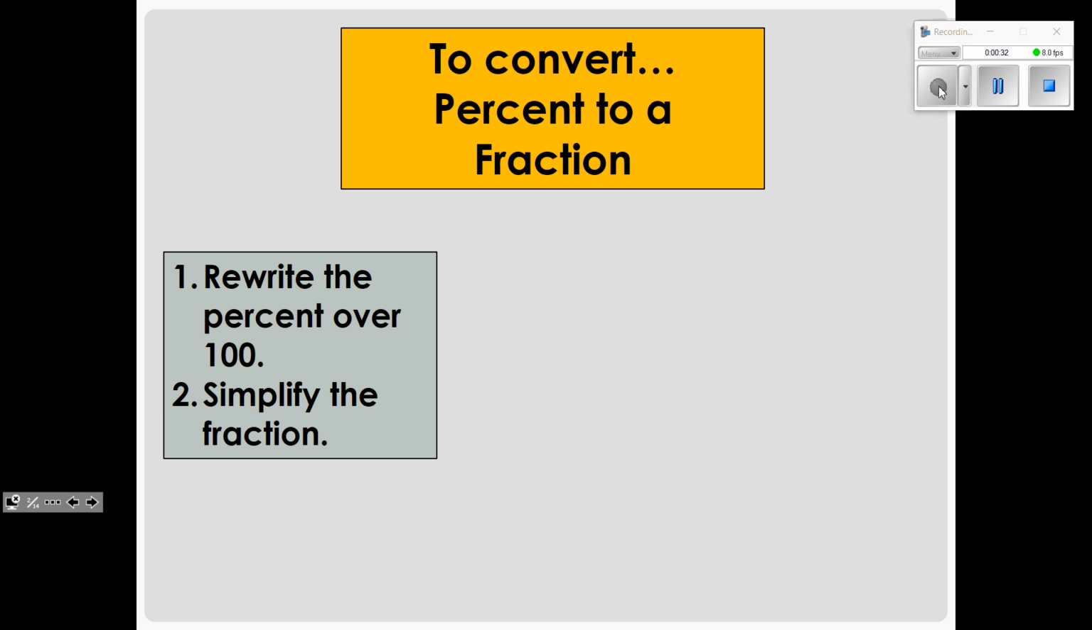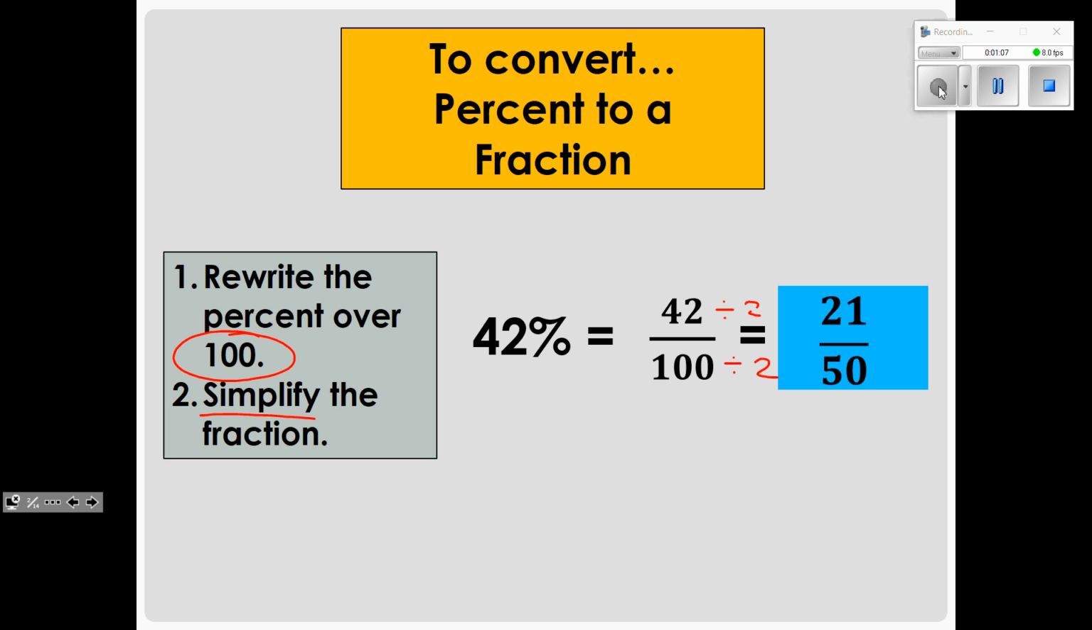Here are the instructions, and you will find this if you're taking the notes, and you can glue it behind this flap. Rewrite the percent over 100. Remember that percents are always over 100. So no matter what the number is, just write it over 100 and then simplify it. So as an example, you could write this, 42%. Whatever the percent is, you're going to write it over 100. So that would be 42 100ths. And then both of those numbers are divisible by 2. And if we divide both by 2, we end up with 21 50ths.